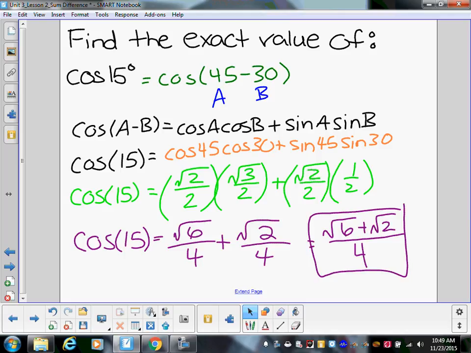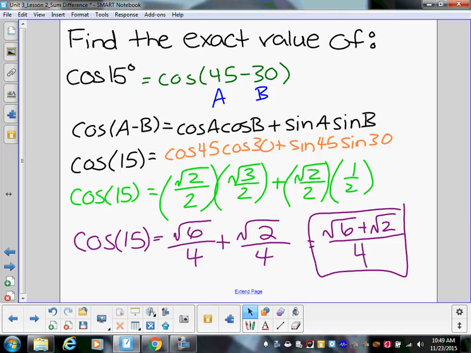You can always confirm your answer by going into your calculator, doing root 6 plus root 2, and then dividing that by 4 and seeing what you get. Then, as long as you're in degree mode, you can do cosine of 15, and it should be the same value. If it is, then you've got the right answer. If it's not, then somewhere along the way we've made a mistake.